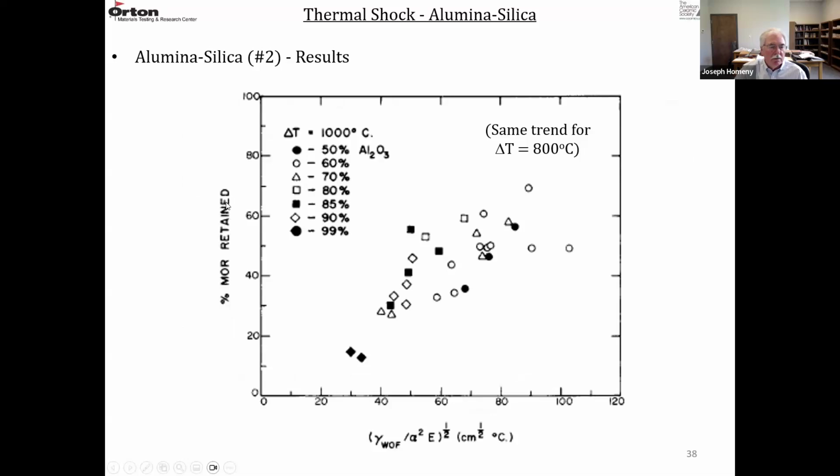And then this is percent strength retained. And this is RST. So they plotted percent strength retained versus RST. And this was at a delta T of 800 degrees C. And these are different alumina materials from 50 to 99%. And there's a general trend here. As you increase the calculated RST value, the percent MOR retained increases. So higher values of RST, better thermal shock resistance.